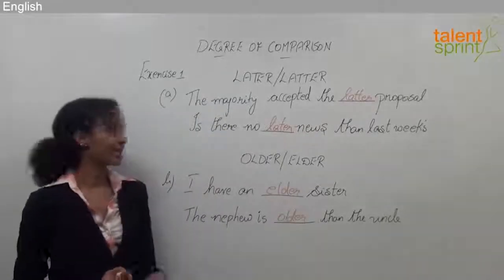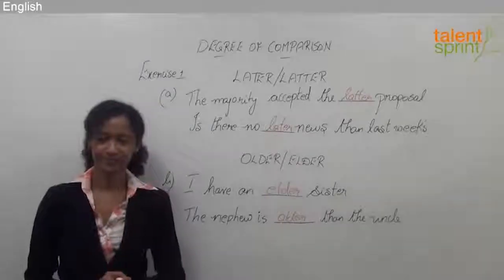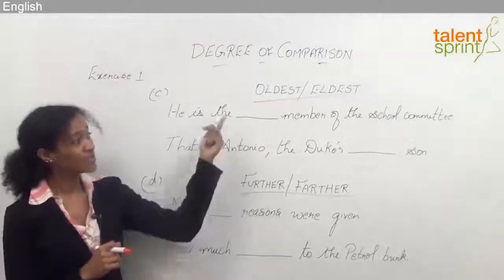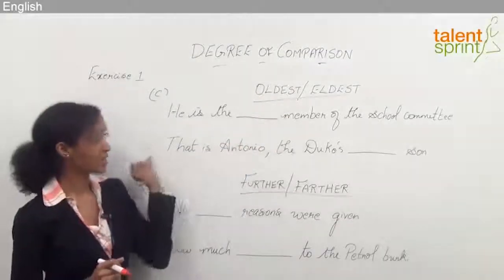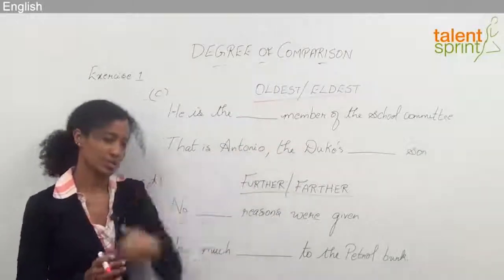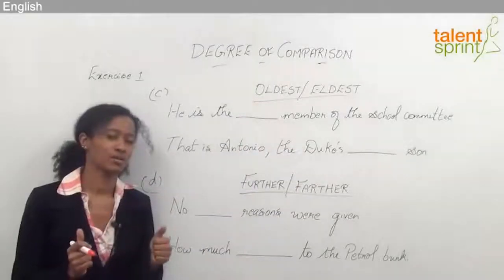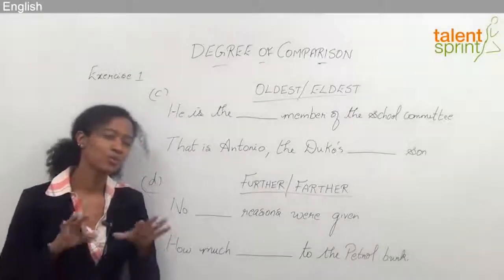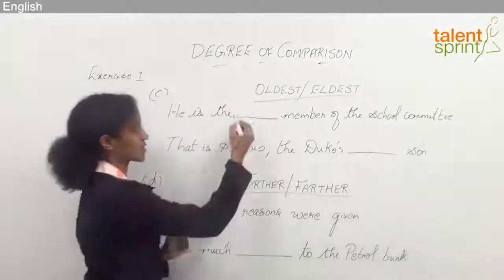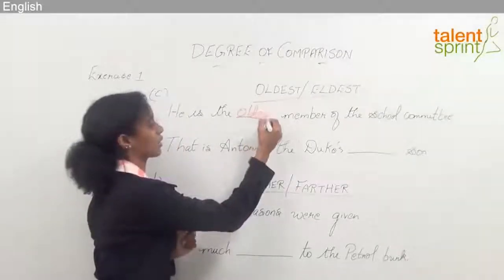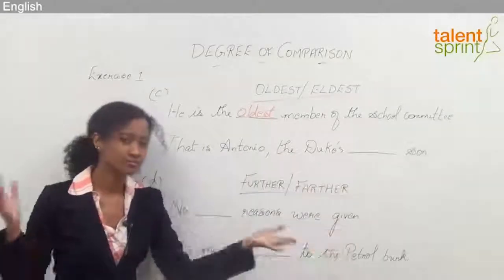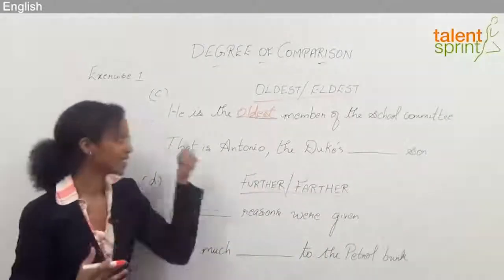Okay, great. Let's look at a couple more words. Let's continue with a couple more sentences. Oldest and eldest, these two sentences. He is the dash member of the school committee. What did I say? When do you use it for people who are not related? Eldest or oldest? Oldest. That is Antonio, the Duke's dash son. Closely related. Eldest.